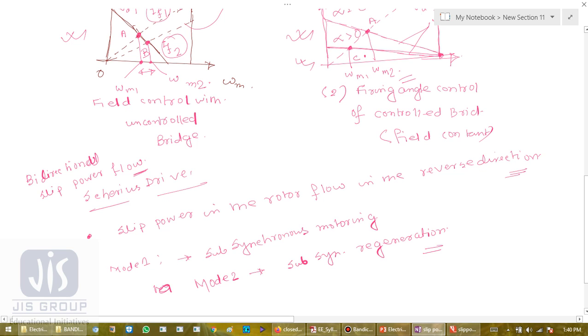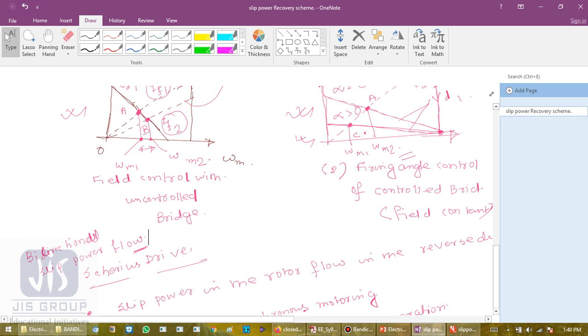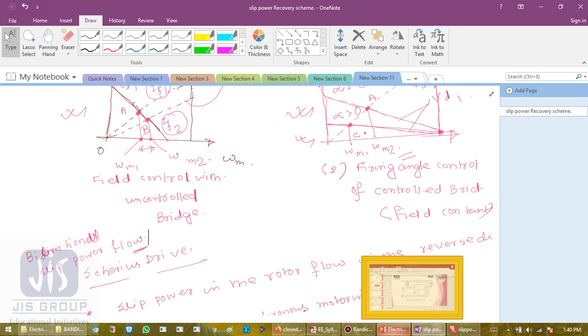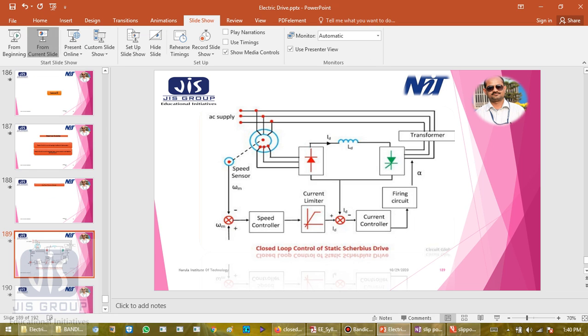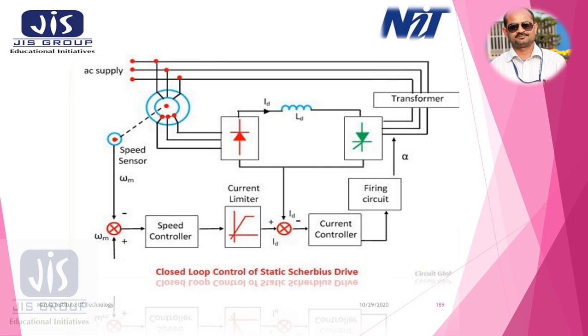So using this Scherbius drive, we can control the speed in both subsynchronous and supersynchronous ranges. The only constraint is that we have to replace this diode bridge rectifier with a thyristor rectifier, and this is the static Scherbius system. Okay, so this is all about the slip power recovery scheme. In our next class we will solve some problems, and this is the closed loop control of the static Scherbius system.